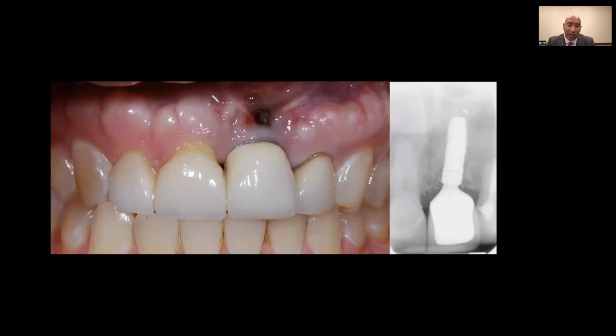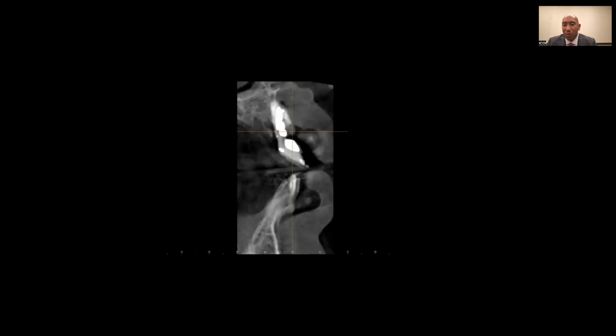So in a situation like this, you can see that this patient has developed a soft tissue fenestration on his implant number 9. And when you look at it on a PA, everything looks pretty good, but on a CBCT, you can see everything's on the facial.